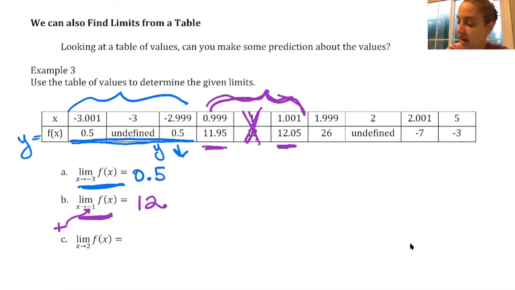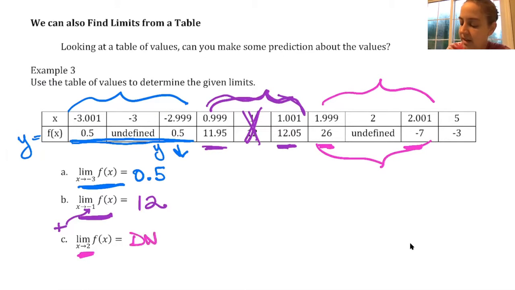And finally, what else do we have? x approaches 2. So we're looking at this set of values. Now, on the left-hand side of 2, I've got a 26. On the right-hand side, I've got a -7. Are they starting to approach the same thing at all? Are they near each other? Do I see a pattern? I'm going to say no. So this one does not exist. Okay? So that's finding limits from a table as well.